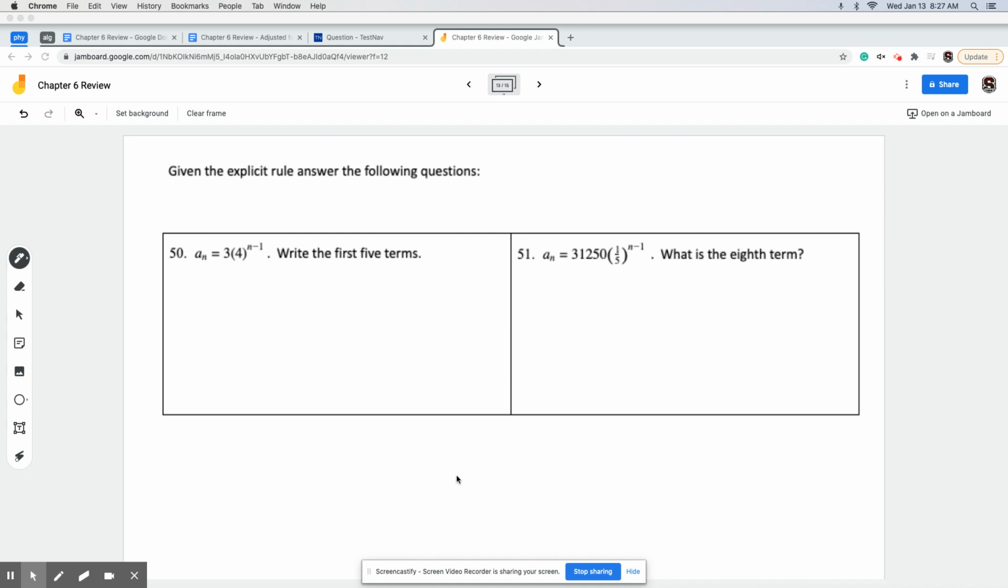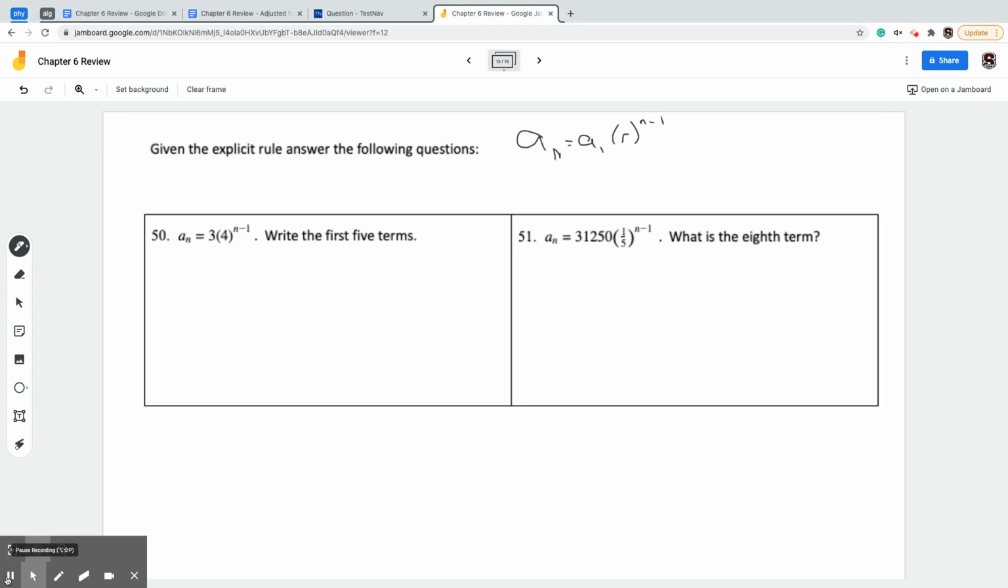Given the explicit rule, answer the question. So pause and write the explicit rule at the top of your page. And this is the equation that you will get on the test. The nth term is equal to the first term times the ratio or common multiplier raised to the n minus 1. So the term you're looking for minus 1.